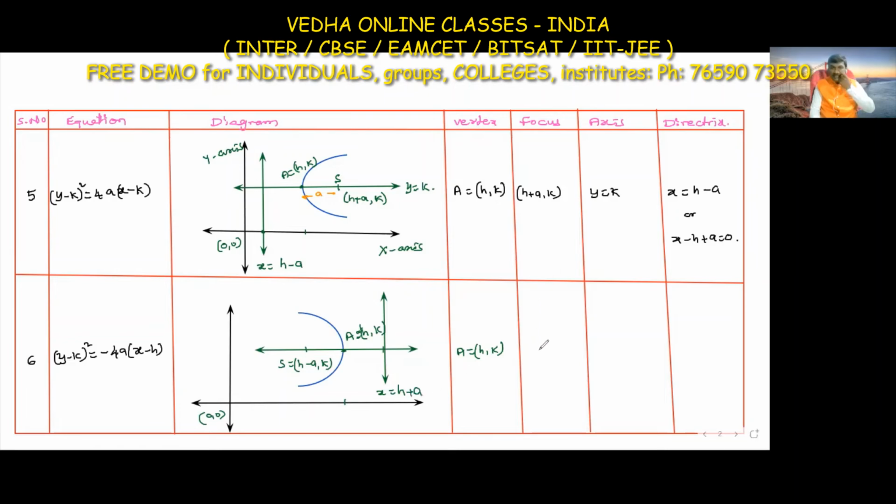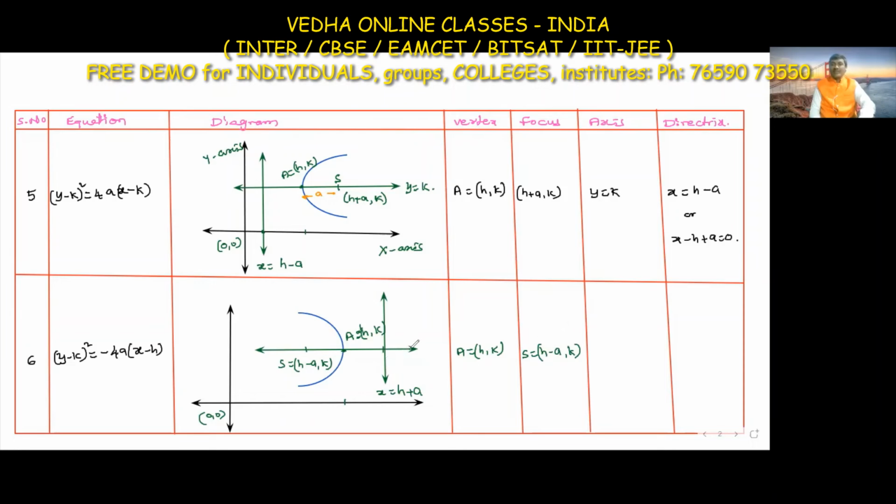Now here the vertex is already written, that is (h, k). What about the focus? The focus is (h minus a, k). h minus a comma k is the focus.